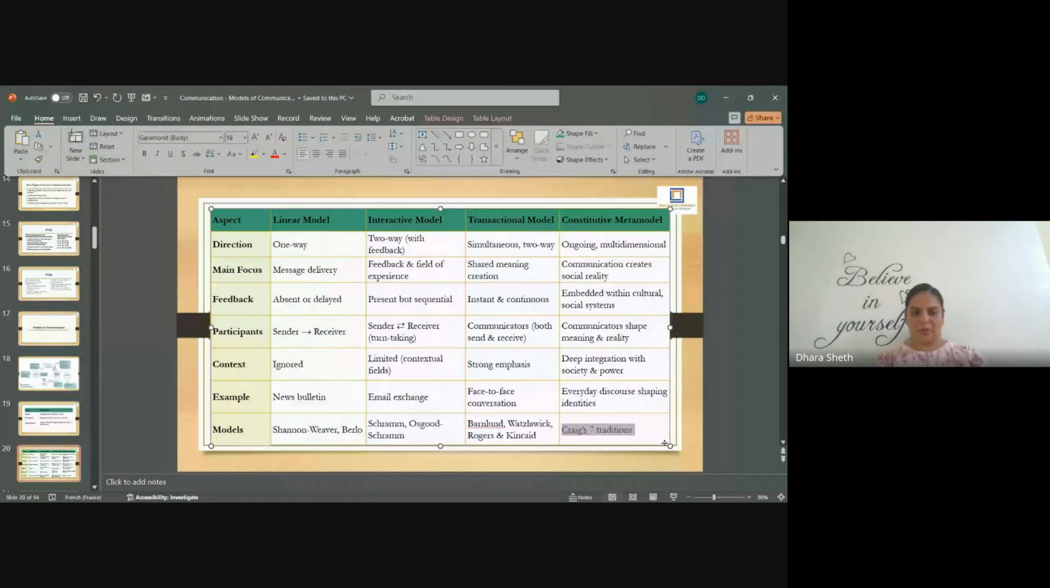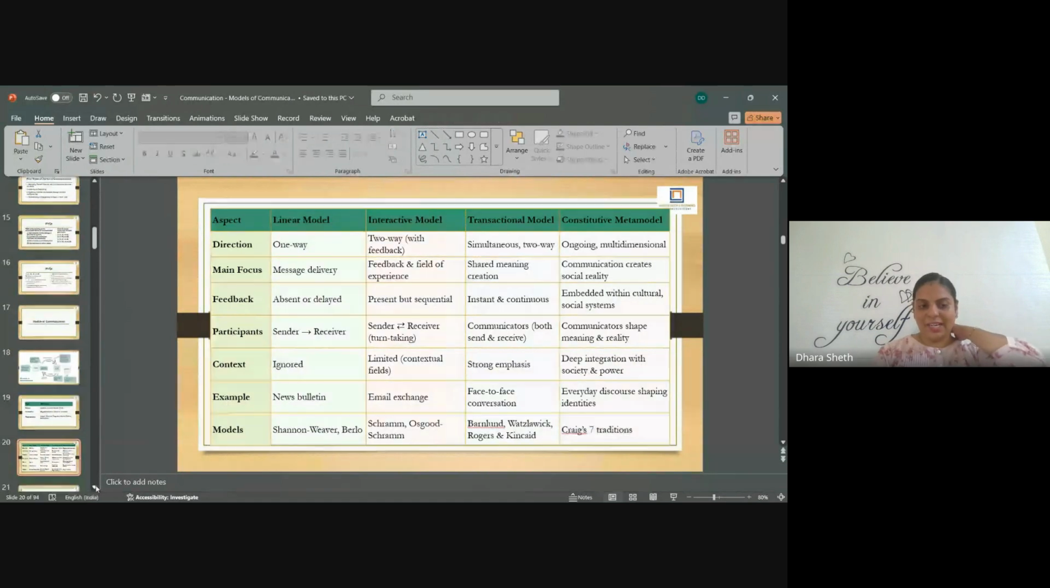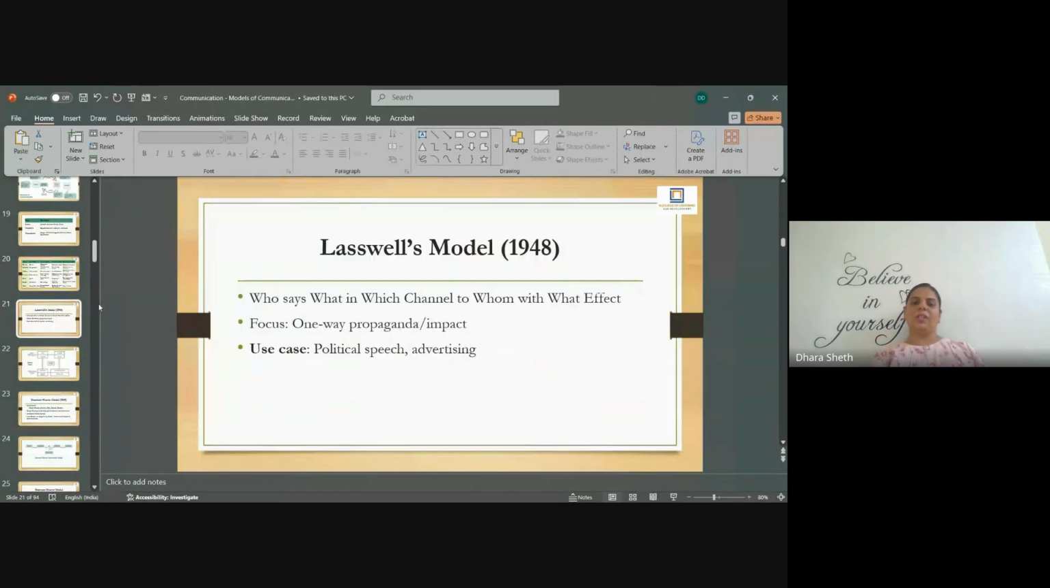So basically you need to remember that there are 3 kinds of models: linear, interactive, transactional. The meta model is the newer one, which is built to deal with the reality of social media, something that we never predicted before. Okay, so let's start with Laswell's model.